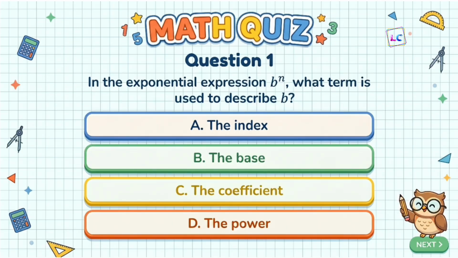In the exponential expression b power n, what term is used to describe b? The right answer is option B, the base.